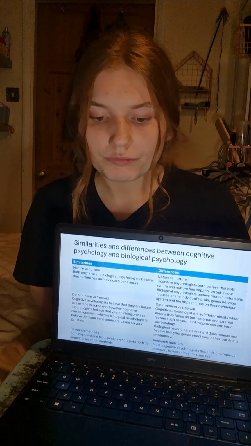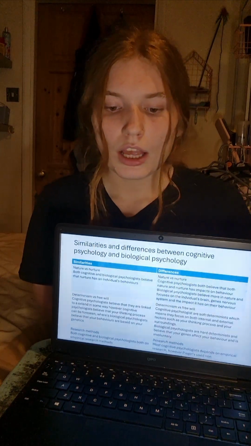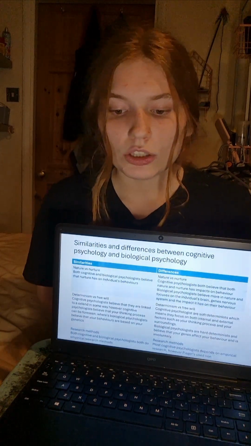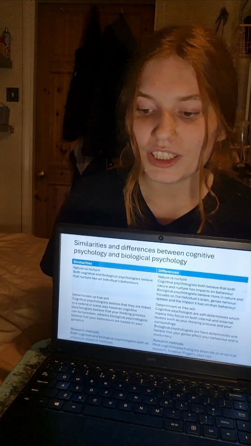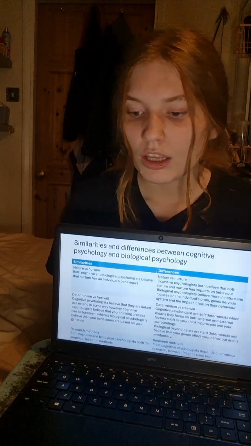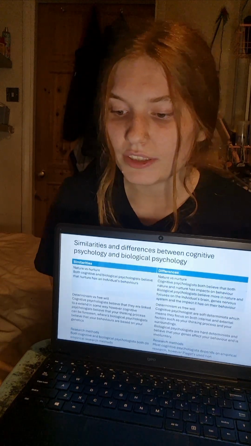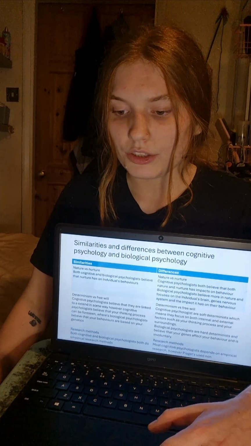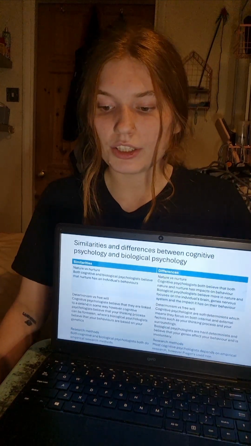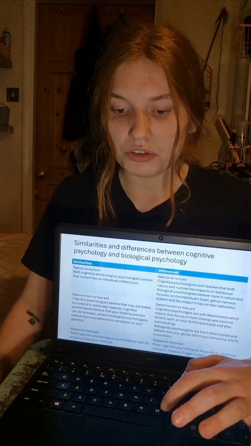Research methods. Similarities. Both cognitive and biological psychologists do empirical research methods. Differences. Most cognitive psychologists depend on empirical research, however, Piaget used none.